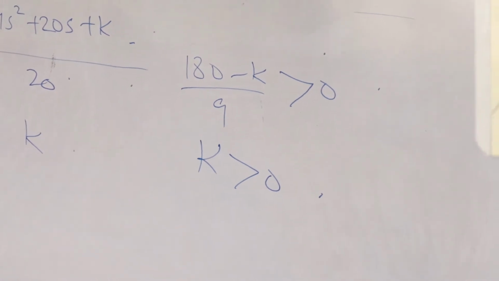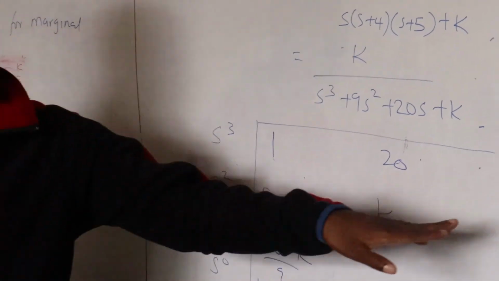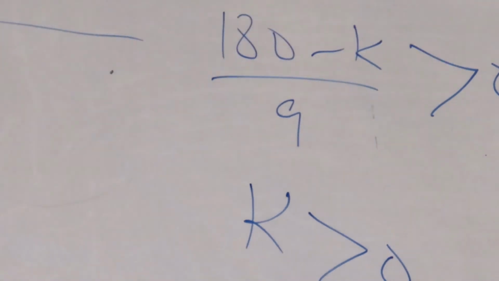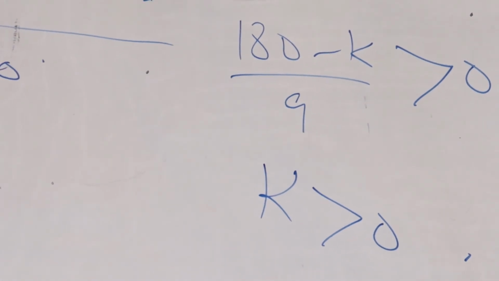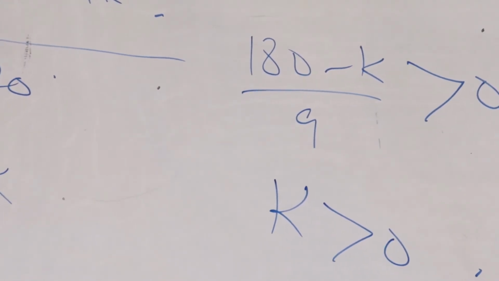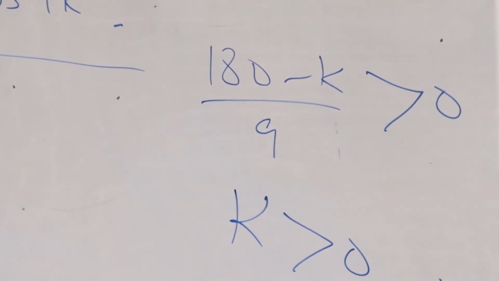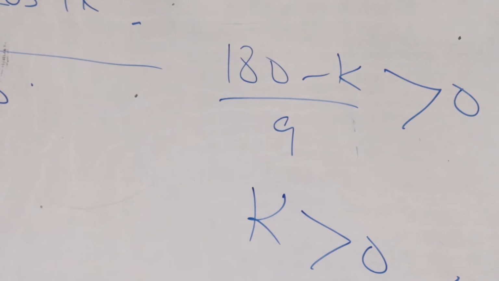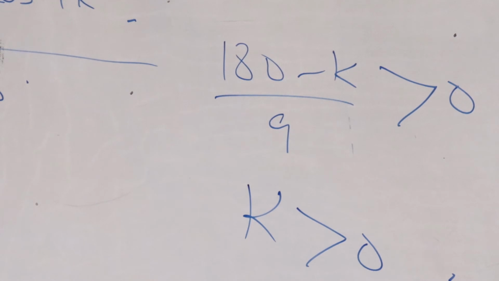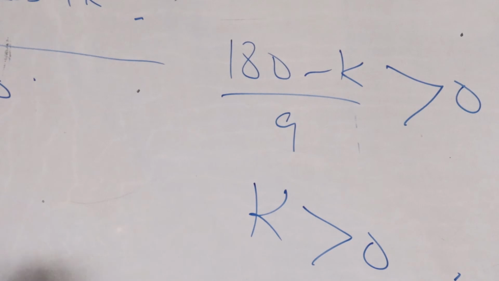So k should be greater than 0, but it should be less than what? This one will give you the value that k should be less than, and this one should give you the value that k should be greater than. With that, you shall have determined the range value of k. So k should be between this and this: k should be greater than 0 and less than 180.